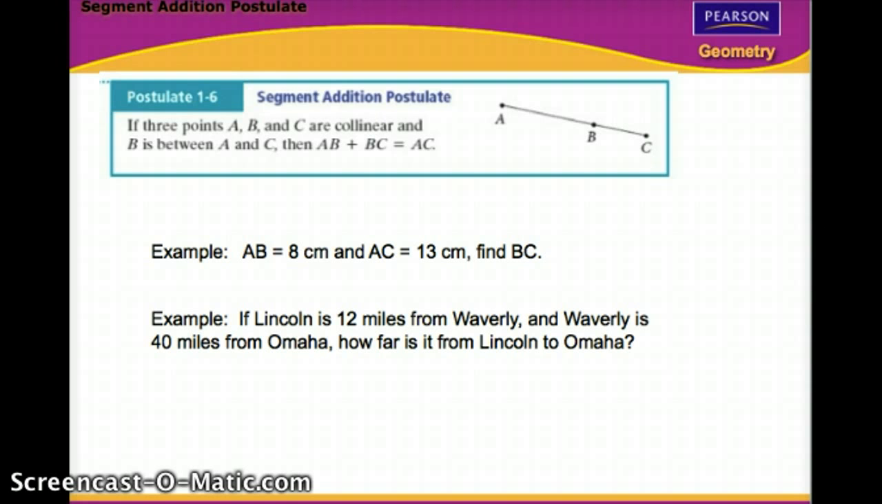Lincoln is 12 miles from Waverly and Waverly is 40 miles from Omaha. So if it were a straight line, applying the segment addition postulate, how far would it be from Lincoln to Omaha? Since Waverly is in between, we would add 12 plus 40 and get 52 miles from Lincoln to Omaha.